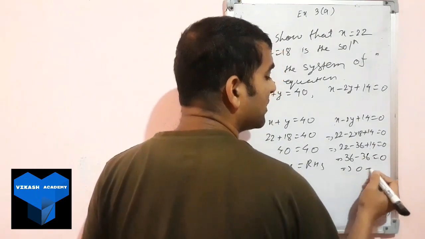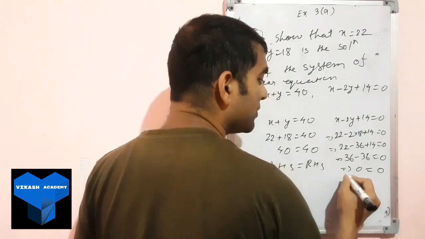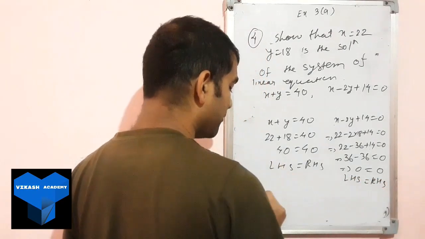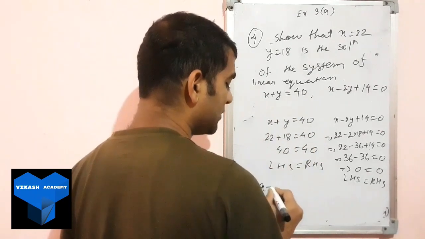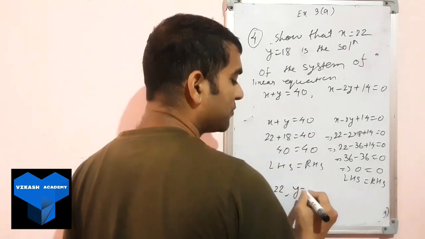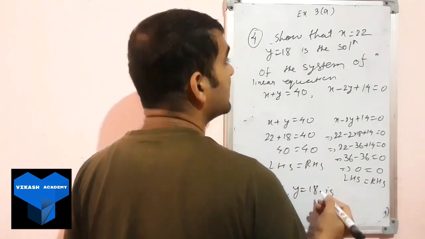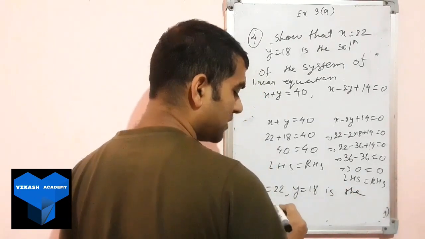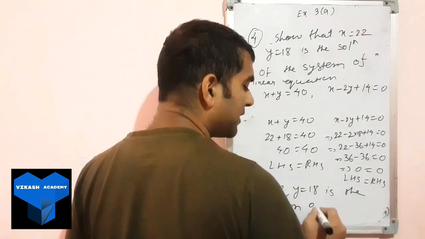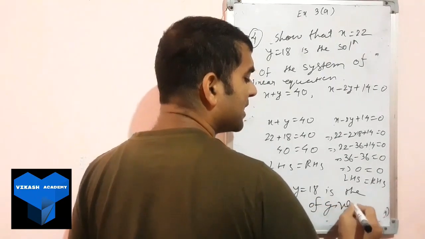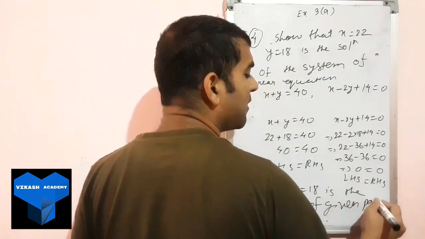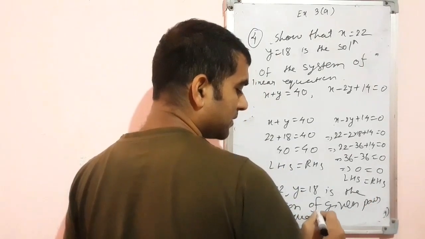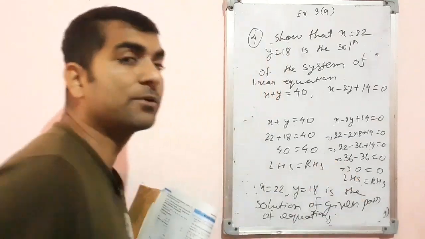You will get 0 equal to 0. So here also you are getting LHS equal to RHS, and you write: therefore x equal to 22 and y equal to 18 is the solution of the given pair of equations, right?